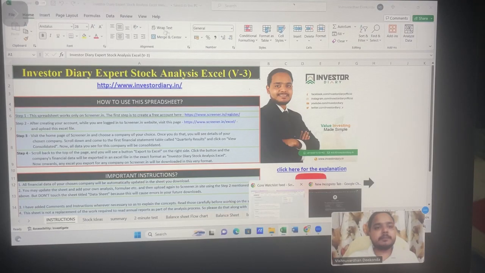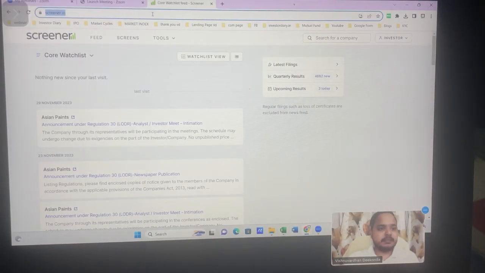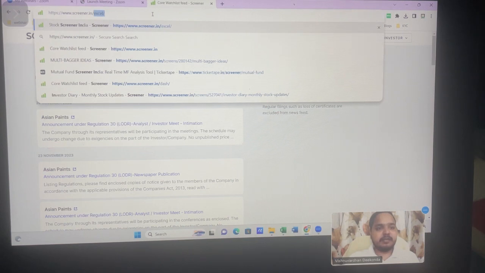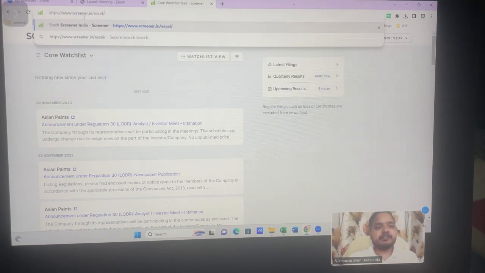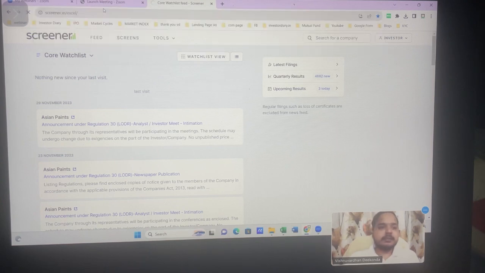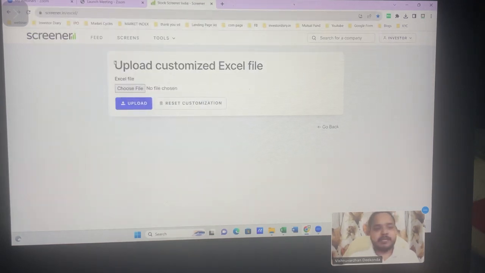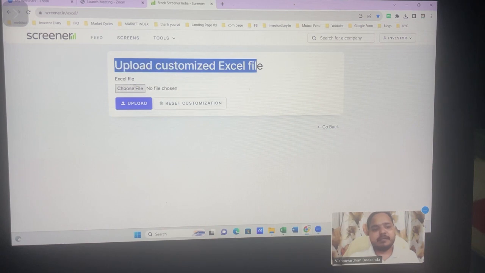Then what you will do is visit screener.in/excel. This is the website, this is the URL you visit. It will take you here and ask you to upload the customized Excel file. Choose file, upload our Excel sheet.